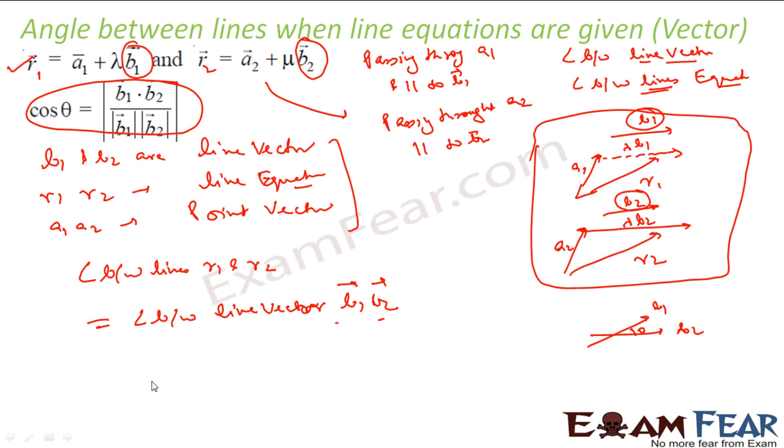For example, in Cartesian form, we say y is equal to mx plus c, right. So to find the angle between these two lines, y is equal to m1x plus c1 and y is equal to m2x plus c2, what do we find? When you find the angle between these two lines, we take the slope of the line into consideration, right. Similarly here also, when you find the angle between these two lines, we take b1 and b2 into consideration only. We don't take the whole line. We are not bothered about the a1 and a2 points. The only line vectors we are bothered about are b1 and b2. So we find the angle between b1 and b2.